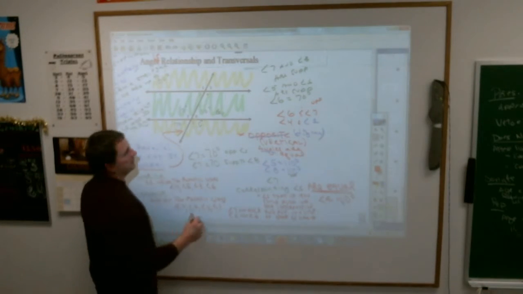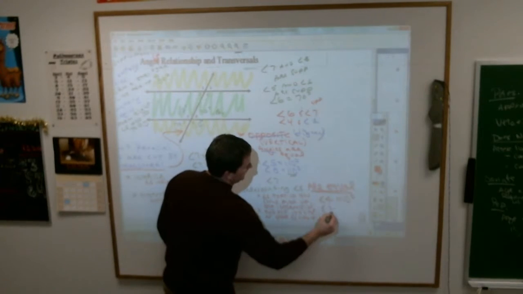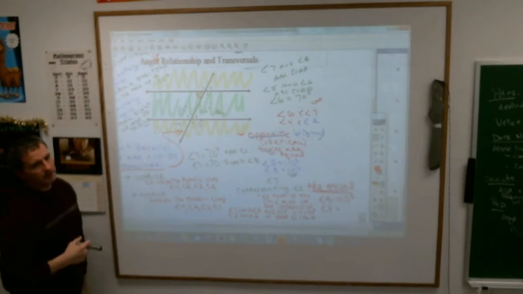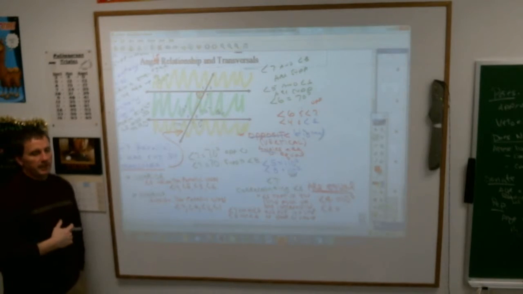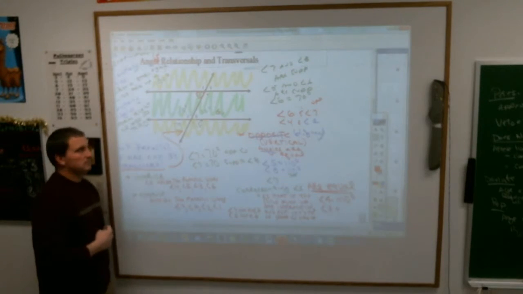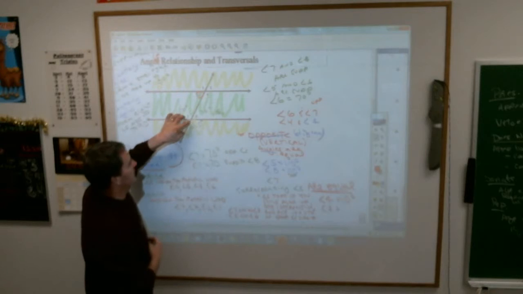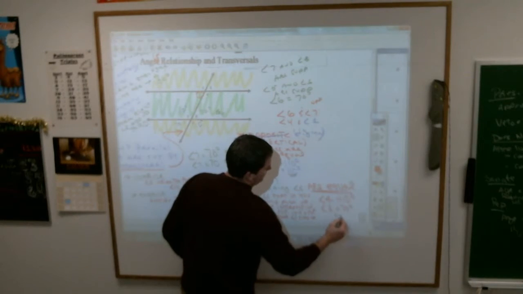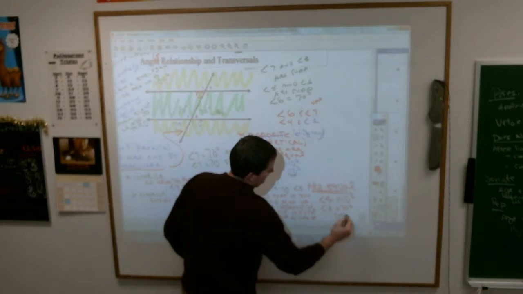Or how about this one? Angle 3. How many degrees is angle 3 right here? And why? Angle 3, Eli, has to be, because it corresponds to, right, if I pull this off the paper, set it down, then it's going to be angle 3 equals 70 degrees because of corresponding angles.